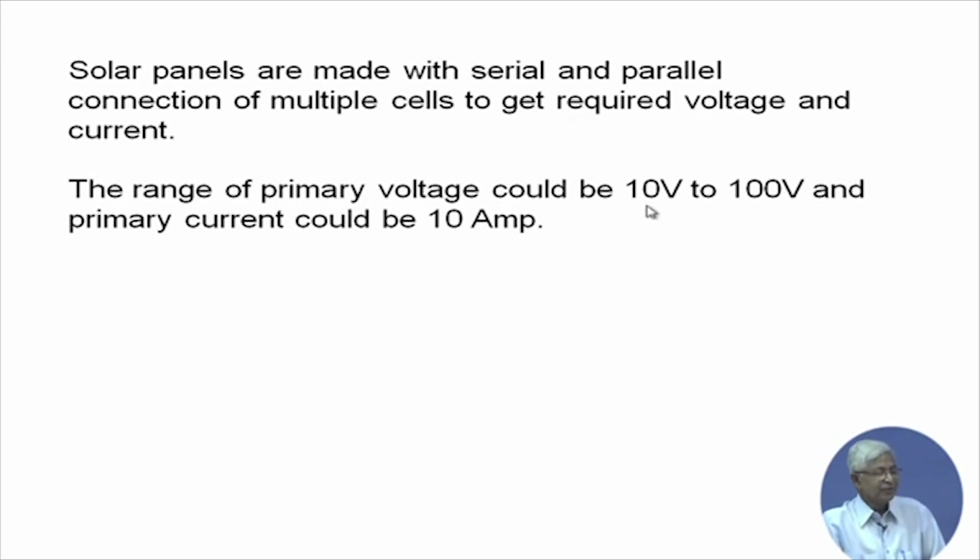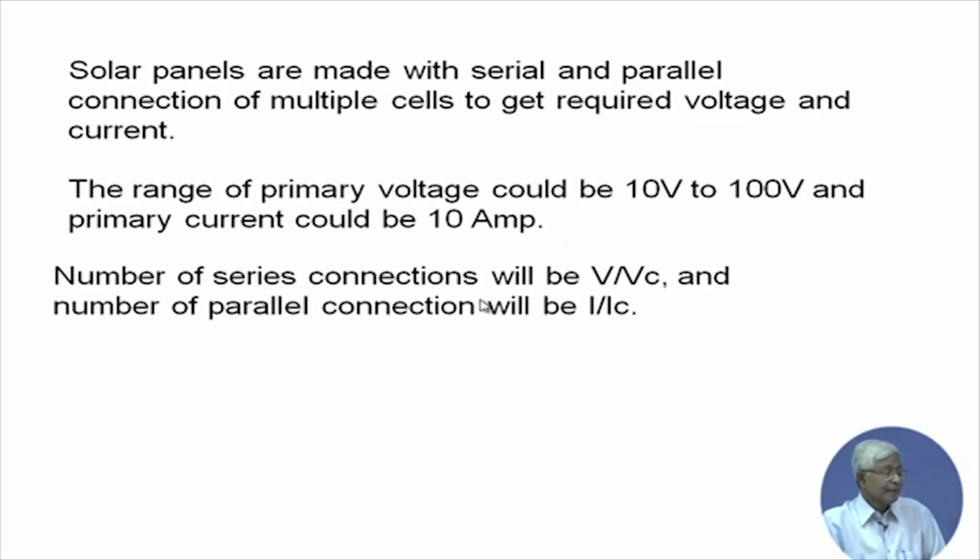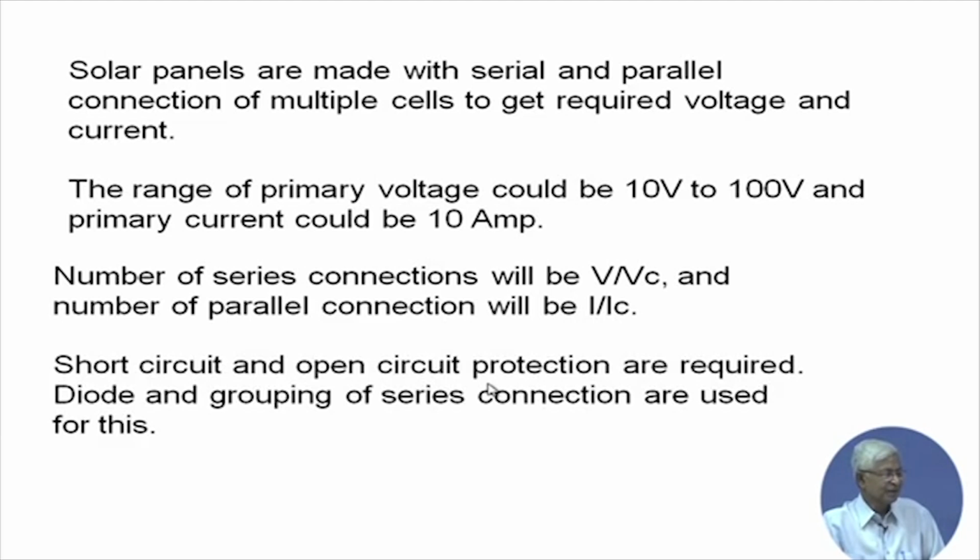Requirement may vary from 10 volt to 100 volt, and maybe current may be required up to 10 ampere. So the number of series connections and number of parallel connections can be found out: the required voltage divided by voltage per cell, V by Vc, and the required current divided by current per cell, I by Ic. But then in addition you have to provide short circuit and open circuit protection.